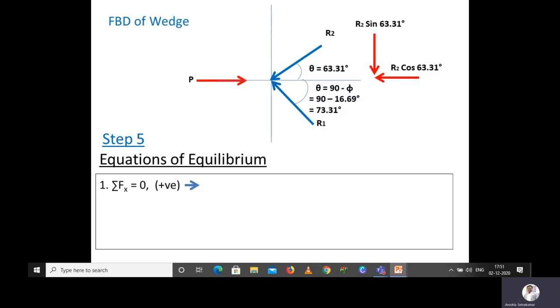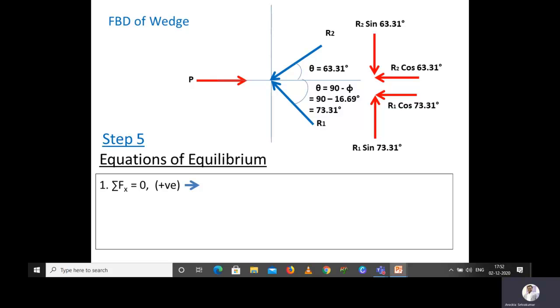is the horizontal component of R2 and R2 sin 63.31 degree is the vertical component of R2. And R1 has an angle of 73.31 degree with respect to the horizontal line. So R1 cos 73.31 degree will give the horizontal component of R1 and R1 sin 73.31 degree will give the vertical component of R1. So now we have all the horizontal and vertical components.